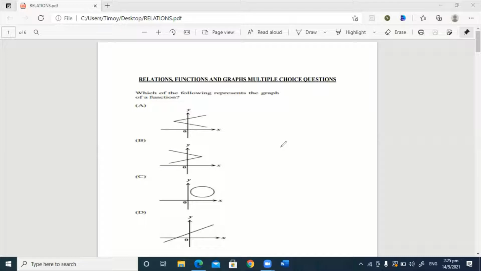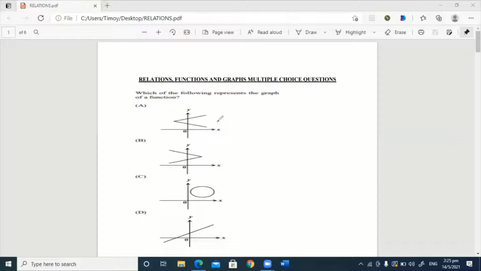In this video, what we are going to focus on is some multiple choice questions, and these questions are related to relations, functions, and graphs. Let's begin. Which of the following represents the graph of a function?